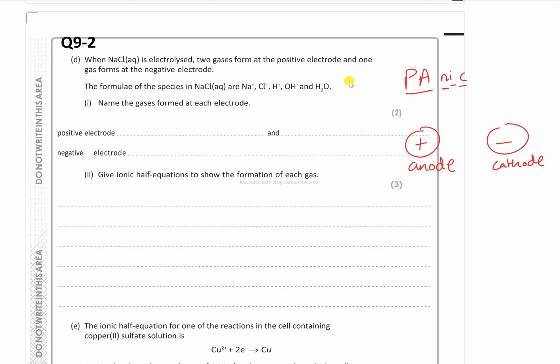So what's going to happen is sodium and hydrogen will be attracted here. I know sodium is more reactive, so it wants to stay like this. So what's going to happen here is hydrogen gas is going to be given off at the negative. It's hydrogen. Right, and then the other two are going to go over.